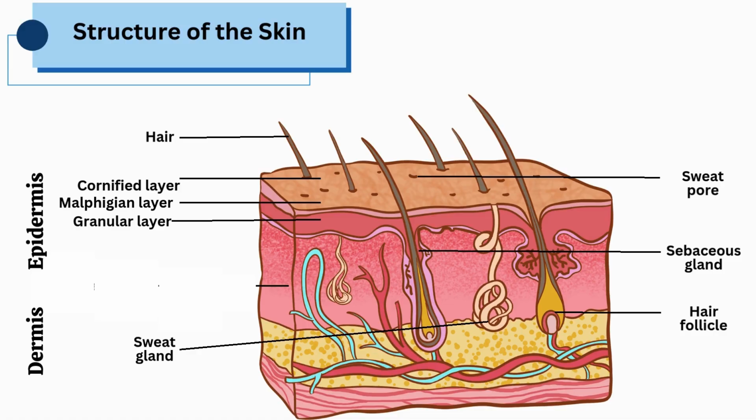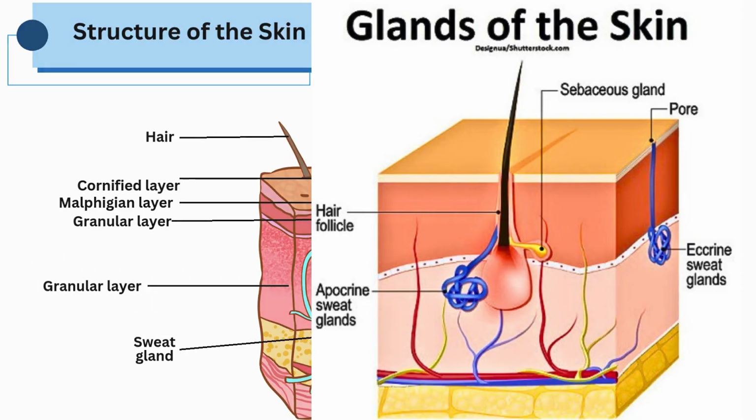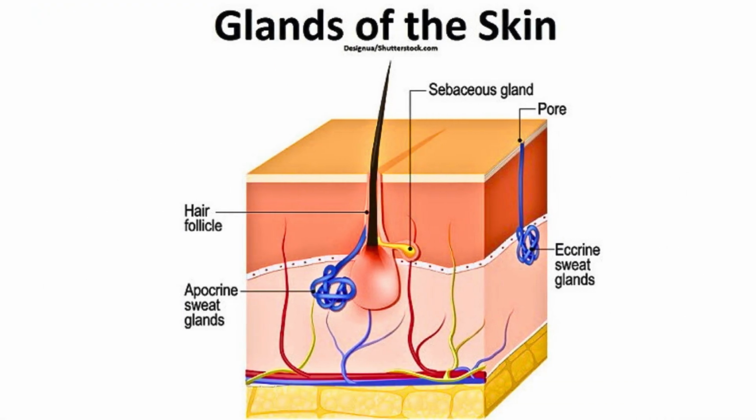A hair follicle is a deep pit formed by the infoldings of the Malpighian layer. The Malpighian cells at the base of each pit keep dividing to produce a long cylindrical hair which comes out of the epidermis. The sweat gland.